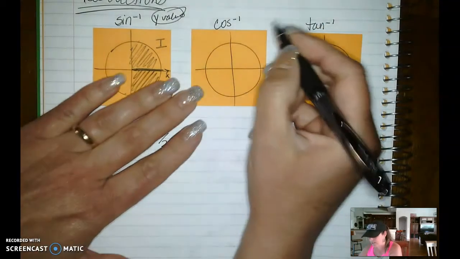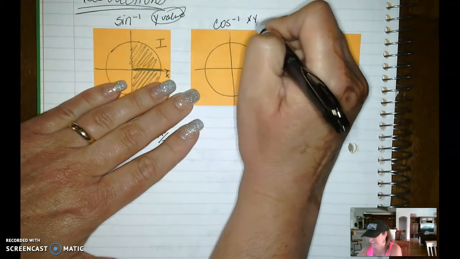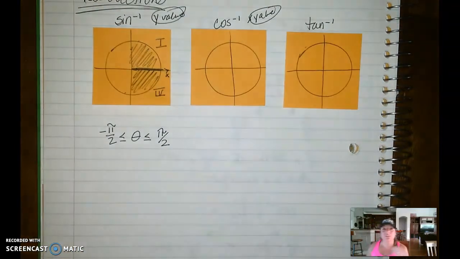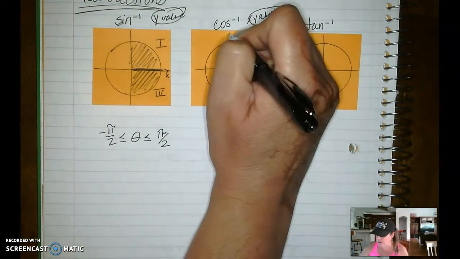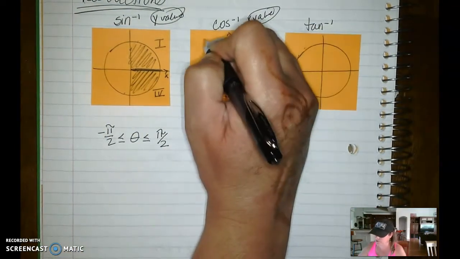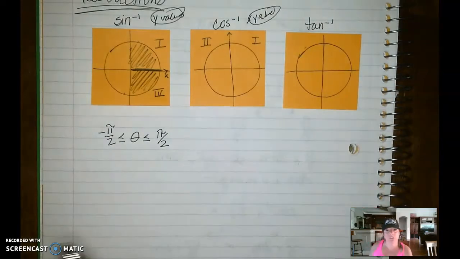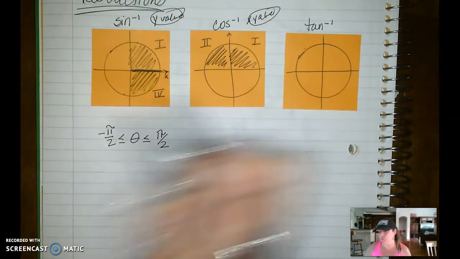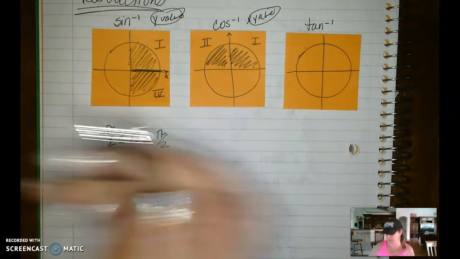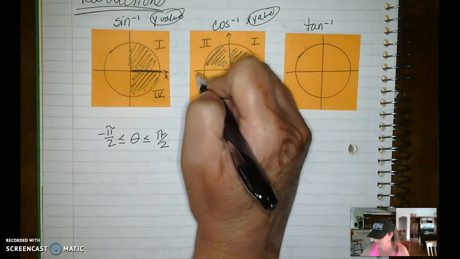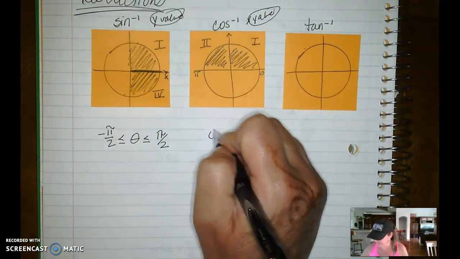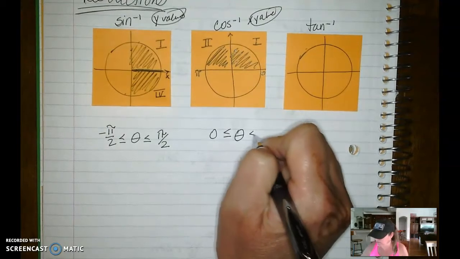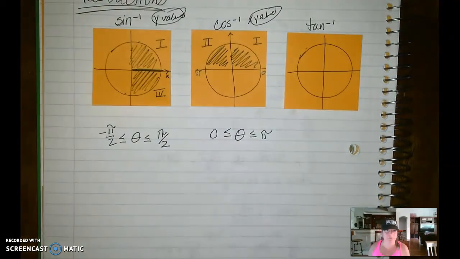You're just restricting those angles in those two quadrants. The cosine, because the cosine is the x value, we're going to leave our y value positive. And so you're looking at quadrants 1 and 2. If I wanted to know what angles we're looking at for the inverse cosine, I'm going to restrict it from 0 to pi. Those angles get restricted from 0 to pi.